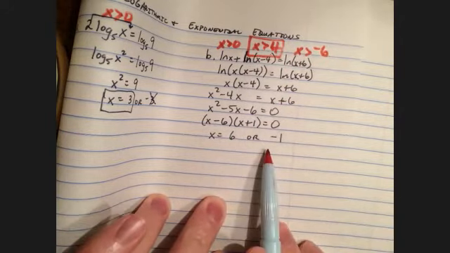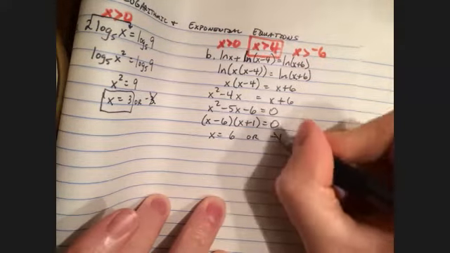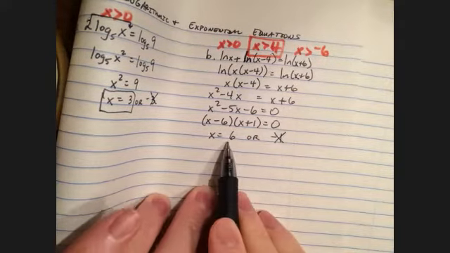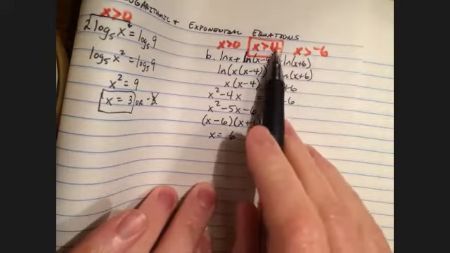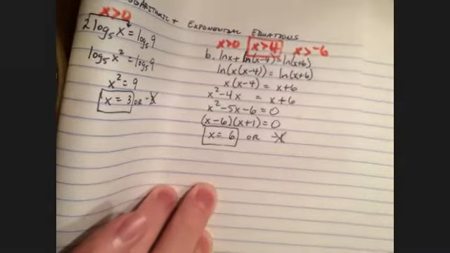So we look down here at our bottom. That means that negative 1 does not work for x greater than 4. But our 6 does. 6 works for all of these. And remember, the only one you're really concerned about is the larger number. So x equals 6 is our only solution to part B.